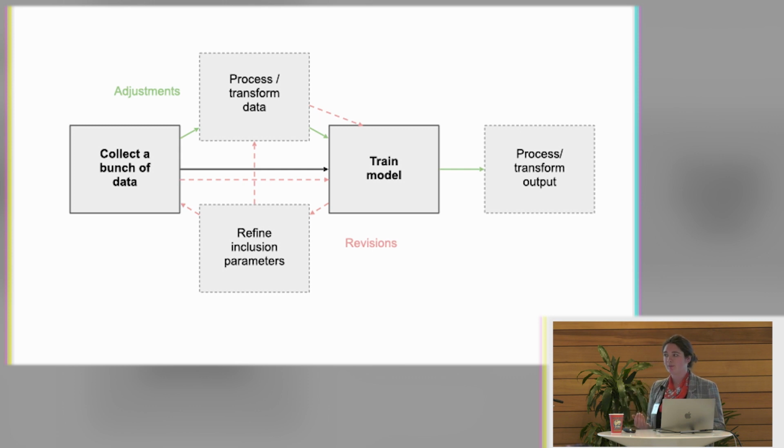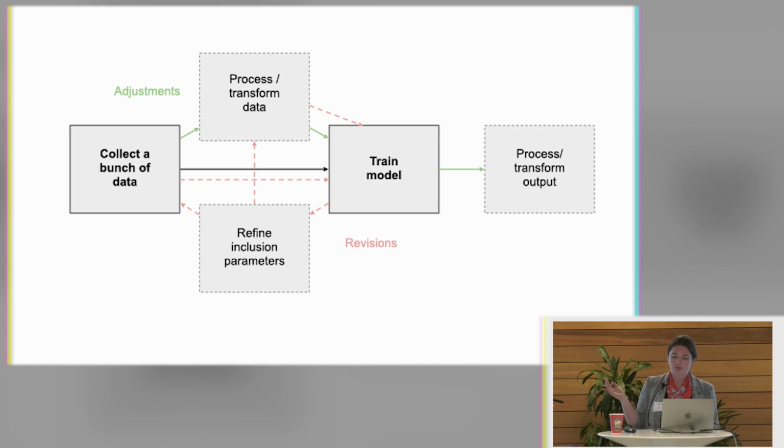And then when you train that model, you might find actually that it has not created at all what you intended it to, and that you need to refine some inclusion parameters, and then either go back to the drawing board of collecting data or reconsider how you're processing and transforming that data.